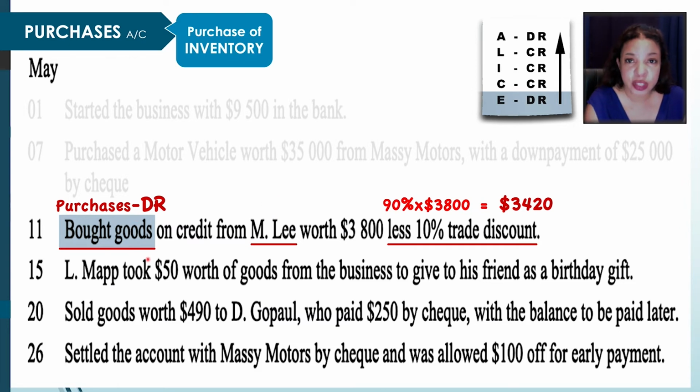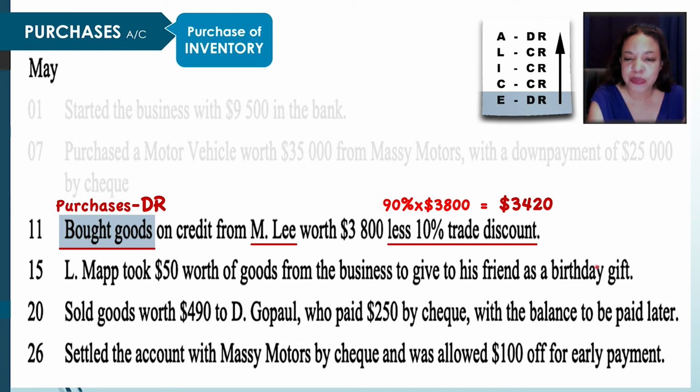What we're going to do for this one is, instead of going and entering the transaction in the purchases account one time, what I am going to do here is to make my notes first. All right, so for the purchases, we already made the notes for the 11th. Going to show you now for the 15th. We look and we see, is there a purchases account? Mapp took $50 worth of goods from the business to give to his friend as a birthday gift.